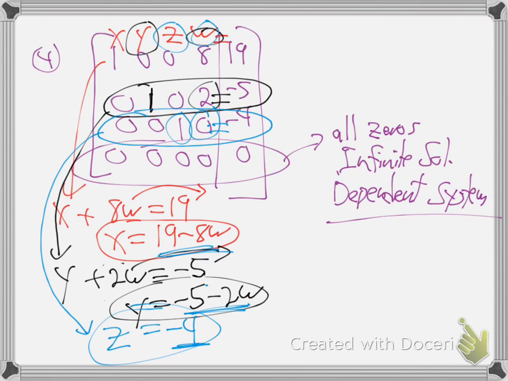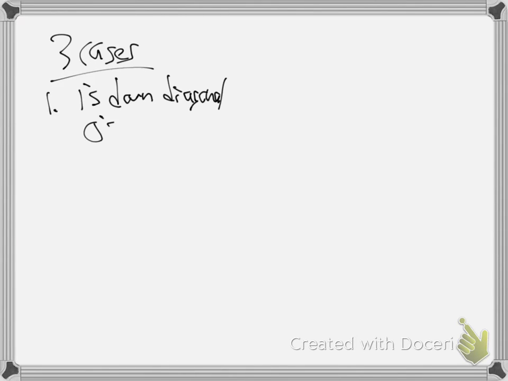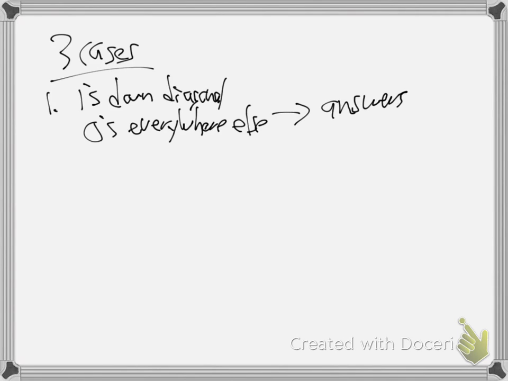If you have ones down the diagonal all the way, then that's just a normal one. Everybody see the difference? There's 3 cases, aren't there? Let me write those out. So 3 cases. Ones down the diagonal, zeros everywhere else, answers on the right. That's the normal case.